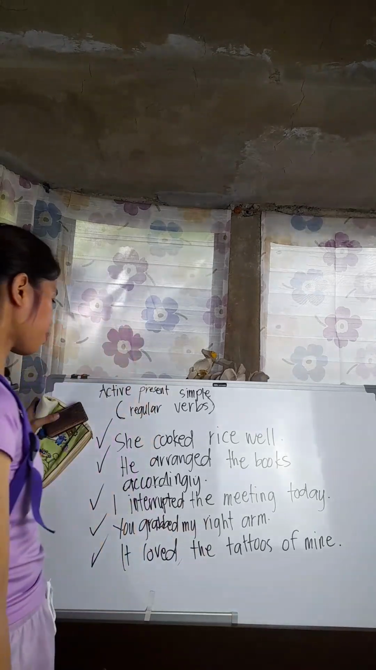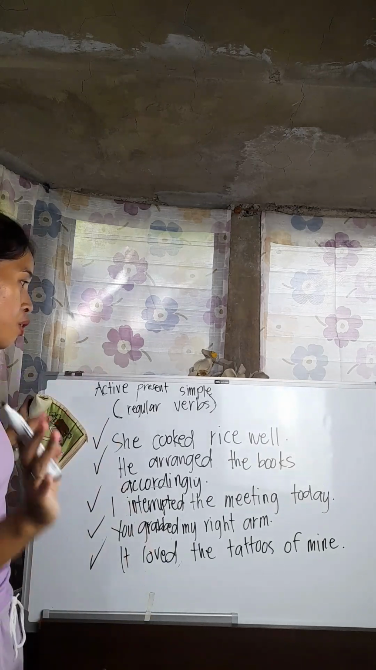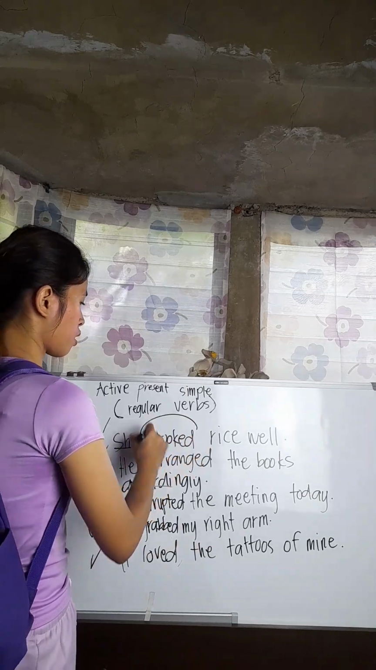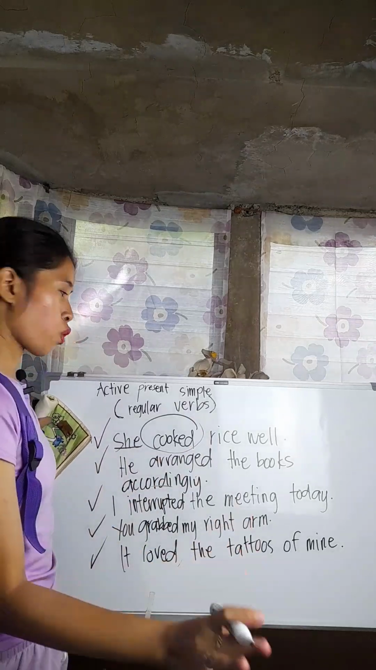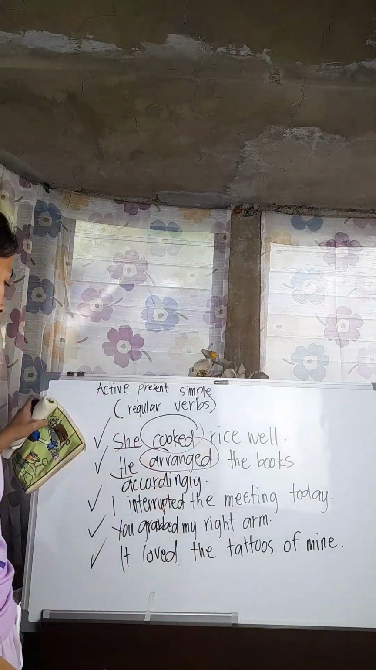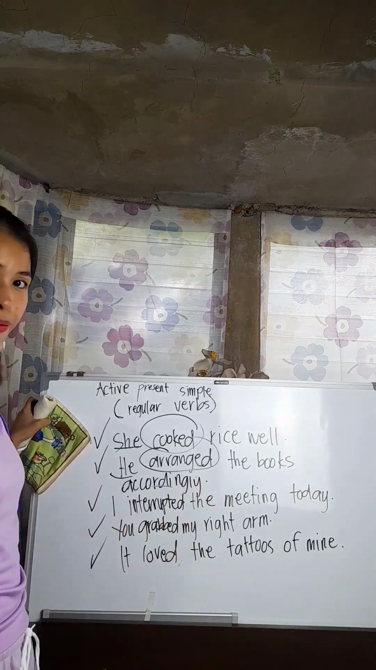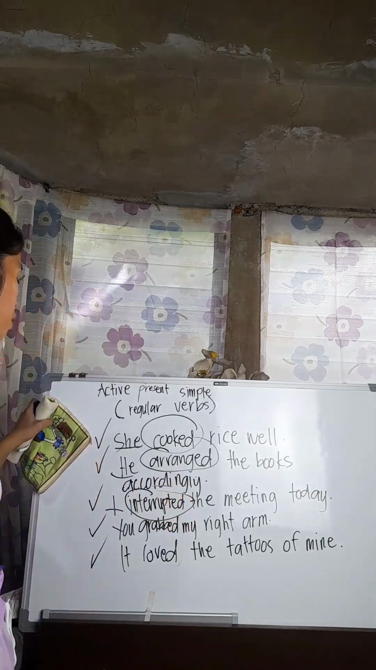There you are. Okay? For the first sentence, she cooked rice well. She as the subject, cooked as the past simple verb. Next, he arranged the books. He as the subject, arranged as the past simple verb. Next, I interrupted the meeting today. I as the subject, interrupted as the past simple verb.